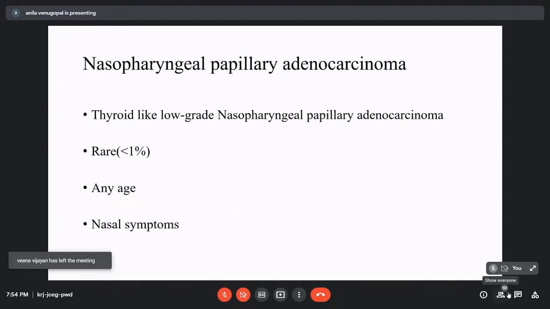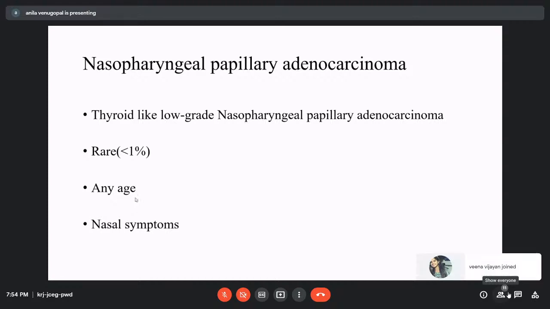Now nasopharyngeal papillary adenocarcinoma. I have just ended the talk on nasopharyngeal carcinoma, but I will mention this briefly because it is also a nasopharyngeal carcinoma, a papillary adenocarcinoma. Another synonym for that is thyroid-like low-grade nasopharyngeal papillary adenocarcinoma. It is very rare and it also presents with non-specific nasal symptoms because of the nasal mass.